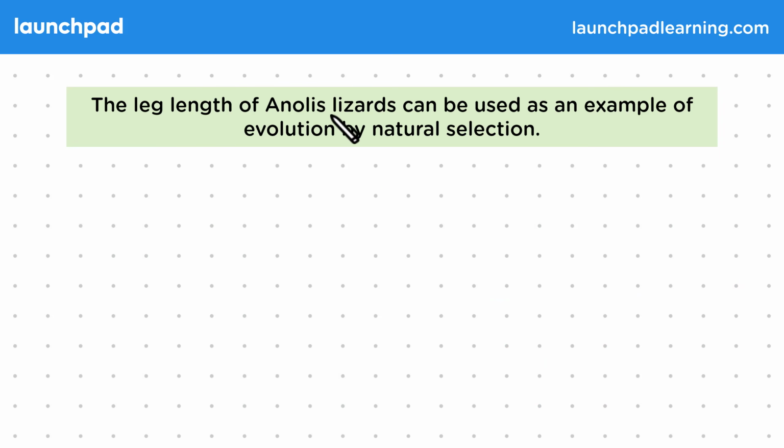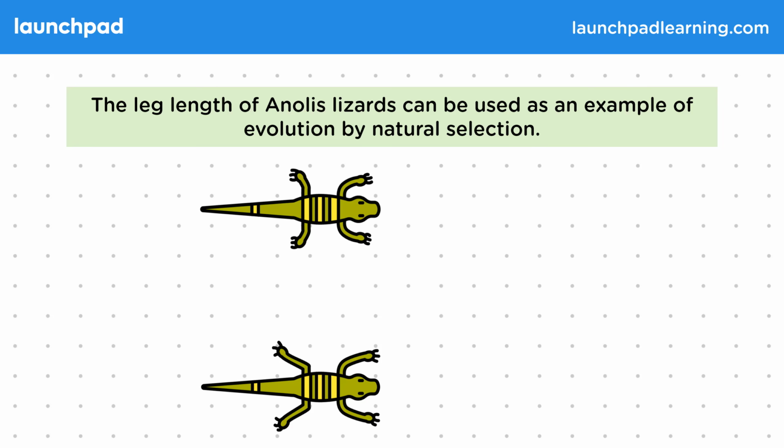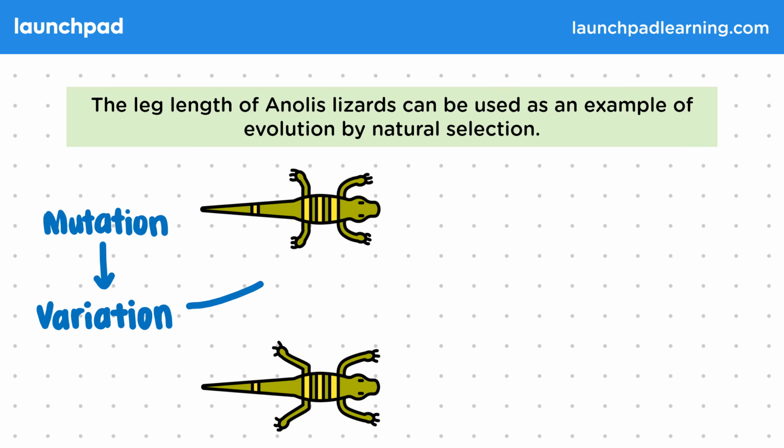The leg length of anolis lizards can be used as an example of evolution by natural selection. This is just an example, you don't need to know about these lizards specifically. These lizards live on a small island in the Caribbean where they have to run away from predators. A genetic mutation has led to variation in leg length. Lizards with short legs will run slower from predators and will therefore be more likely to be caught.